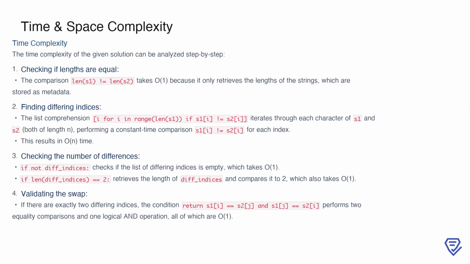To analyze the time complexity of the solution, we start by considering the individual steps. First, checking if the lengths of the two strings are equal is an O(1) operation since retrieving the length of a string is done in constant time. Next, finding the differing indices involves iterating through both strings, comparing each character pair. Since the strings are of length n, this step requires O(n) time. After that, checking the number of differences involves simple operations like checking if the list is empty or retrieving its length, both of which are O(1). Finally, validating the swap, if there are exactly two differing indices, involves constant time equality checks and a logical AND operation, which are also O(1).